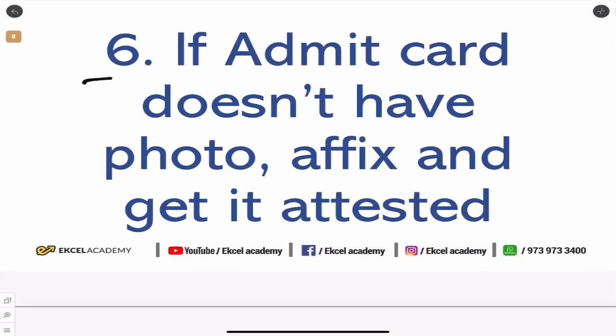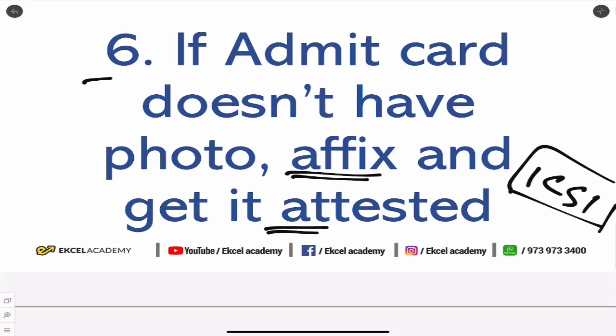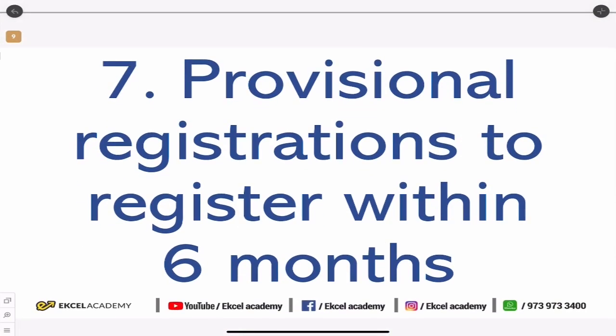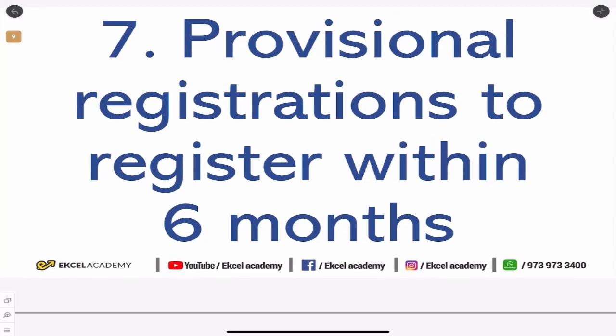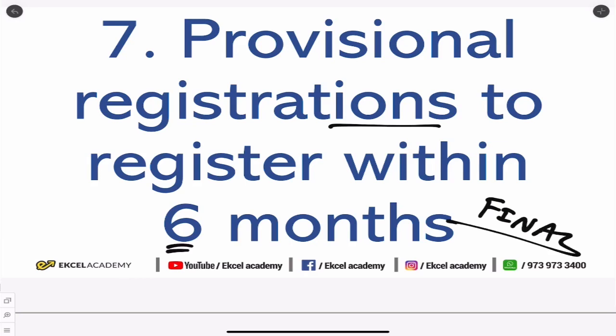The sixth instruction is, if the admit card doesn't have the photo, please affix your own photo and get it attested by any of the ICSI members or the institute officials. It is as simple as that. The next instruction is for provisional registration students, that is, you have not got your BCom result, etc. Within 6 months of your provisional registration, please make sure that your registration is final.